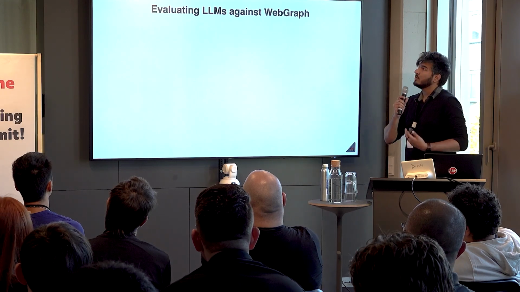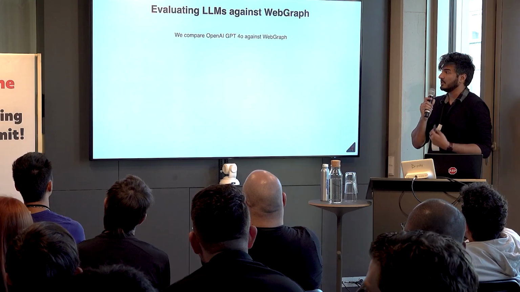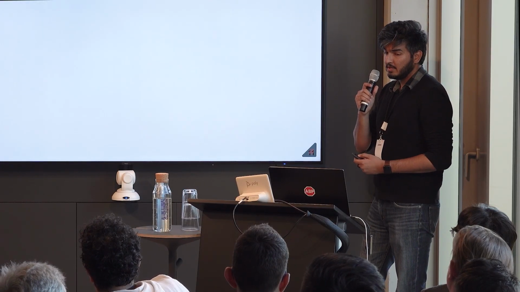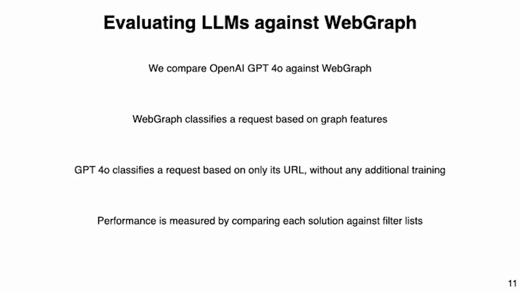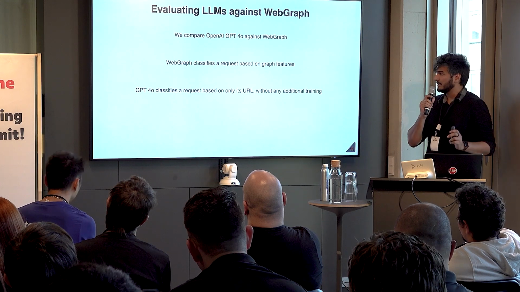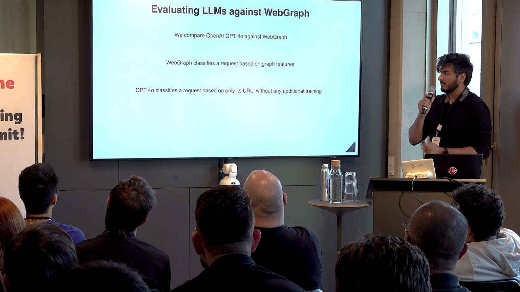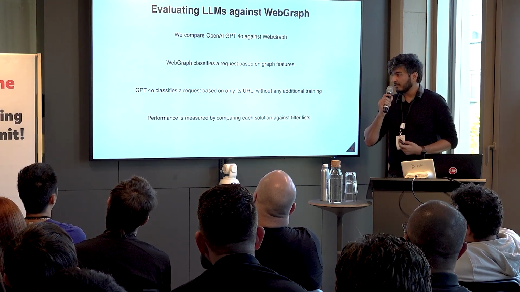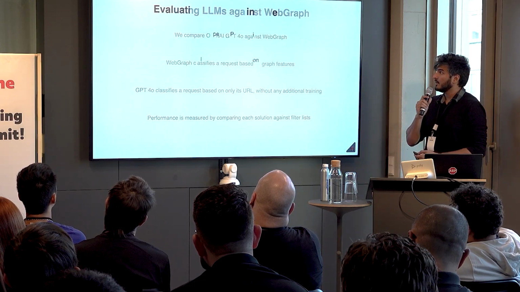Now, what we did was evaluate existing language models against WebGraph. We compared OpenAI's GPT-4o against WebGraph. WebGraph classifies a request based on graph features, but GPT-4o was given only the URL without any additional training, and its job was to classify that request based on just that information. We then measured performance by comparing the results against what is already available in the filter lists.